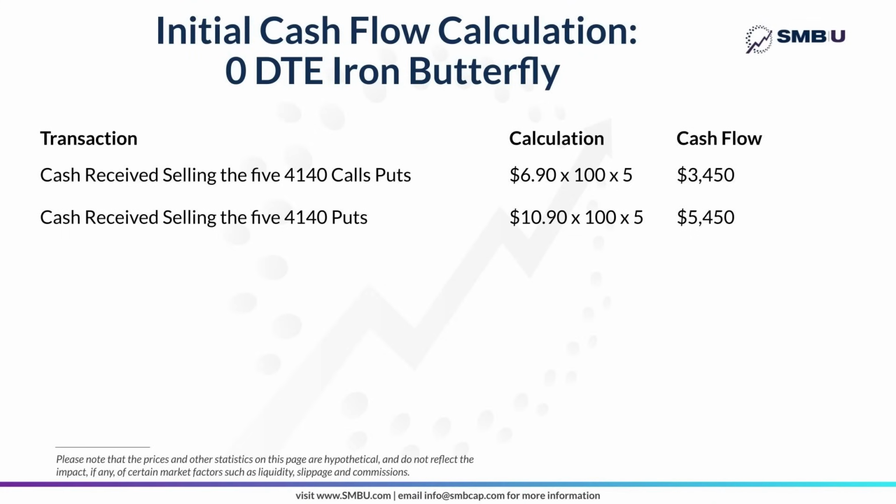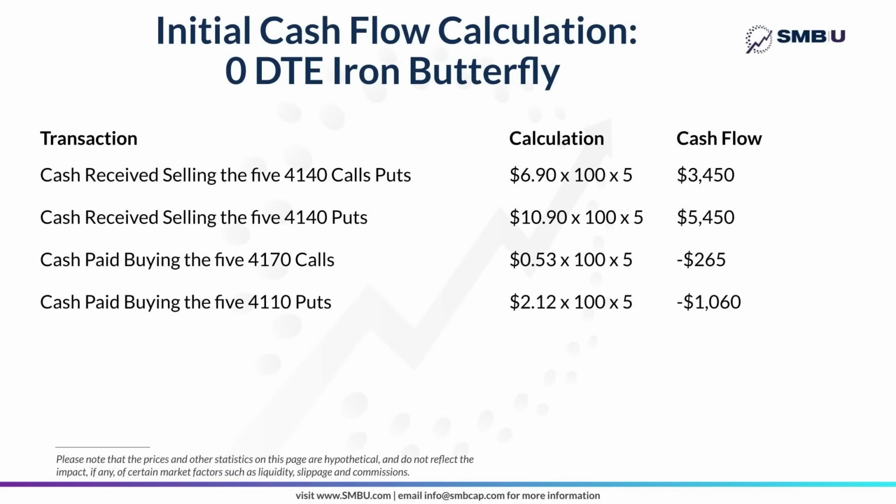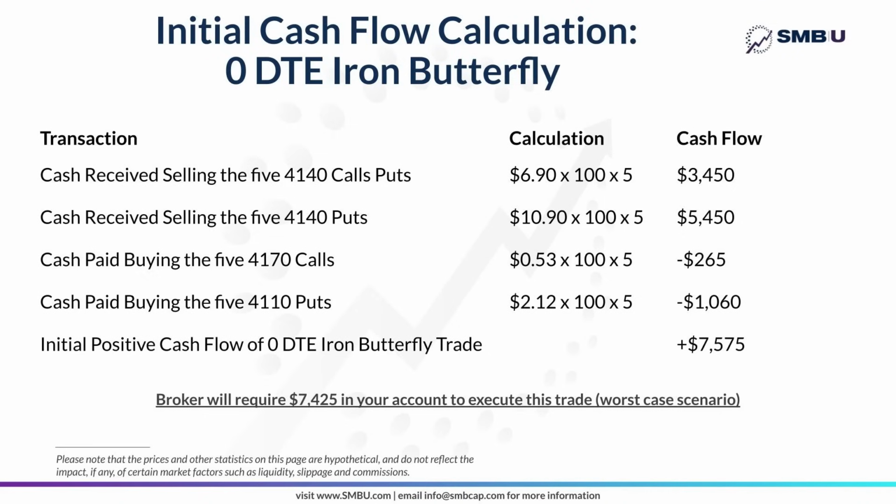The short puts, using that same calculation, brought in $5,450. And then for protection, we had to pay out $265 and $1,060 respectively. And so when you net it all down, there's a positive cash flow on the trade of $7,575, which comes right into your account, and your broker will require you to have at least $7,425 in your account to make this trade in the first place.